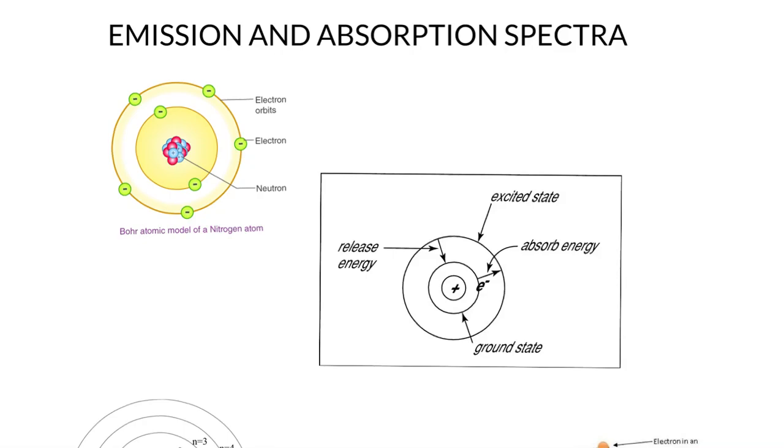Right, this is the last little bit about the photoelectric effect, and it's called the emission and absorption spectra. Now, these diagrams that you see in this video can be found on the Google Drive. You'll see it says emission and absorption spectra images.